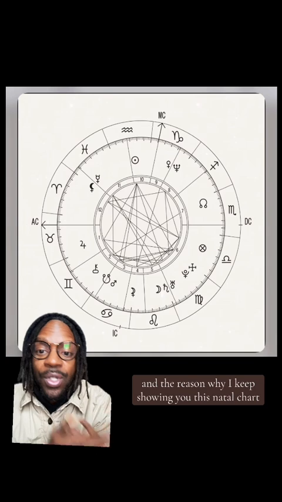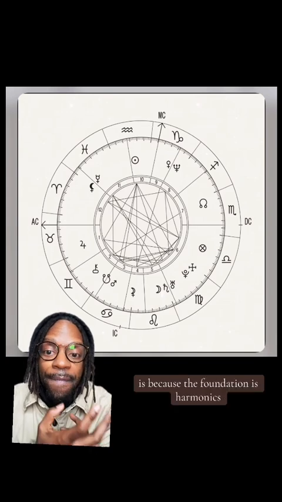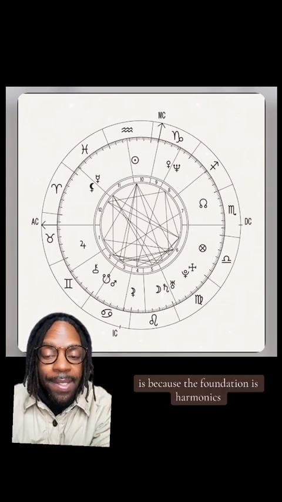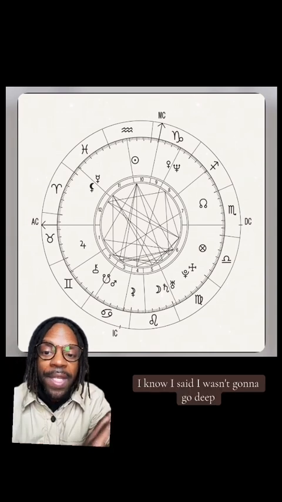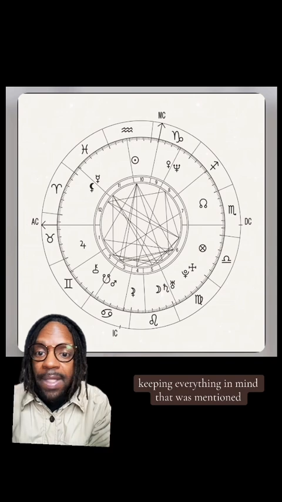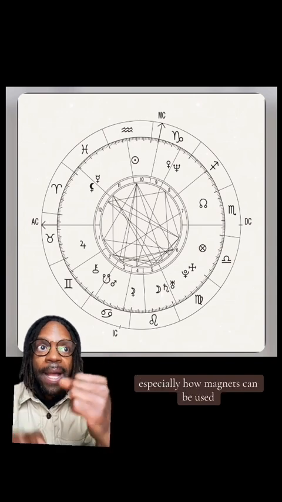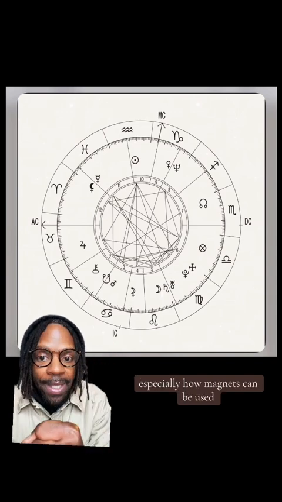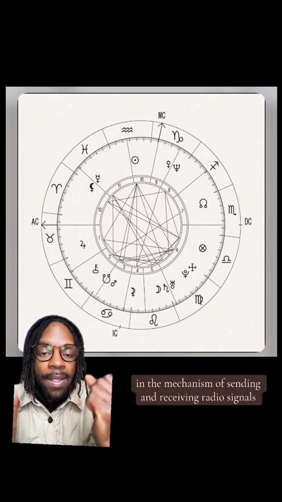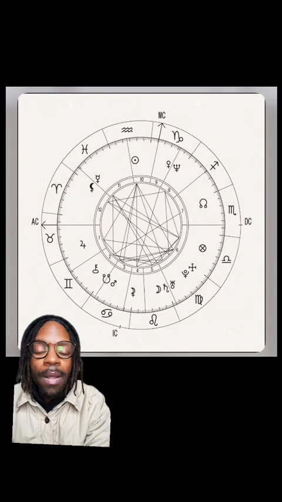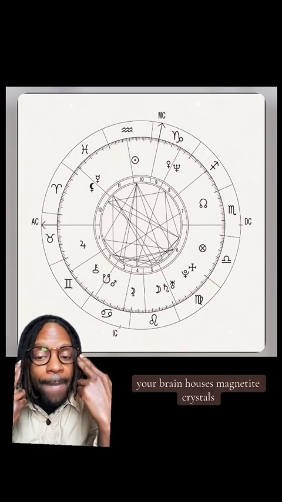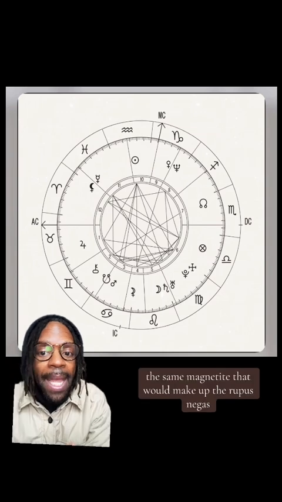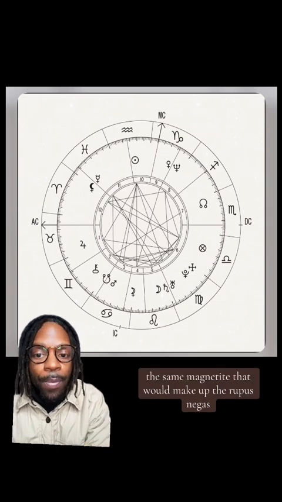And the reason why I keep showing you this natal chart is because the foundation is harmonics. And you can use these harmonics to build a body. Sorry, I know I said I wasn't going to go deep. I should end here. Now, keeping everything in mind that was mentioned, especially how magnets can be used in the mechanism of sending and receiving radio signals. Birth is a signal that is sent. Your brain houses magnetite crystals, the same magnetite that would make up the Rupes Nigra.